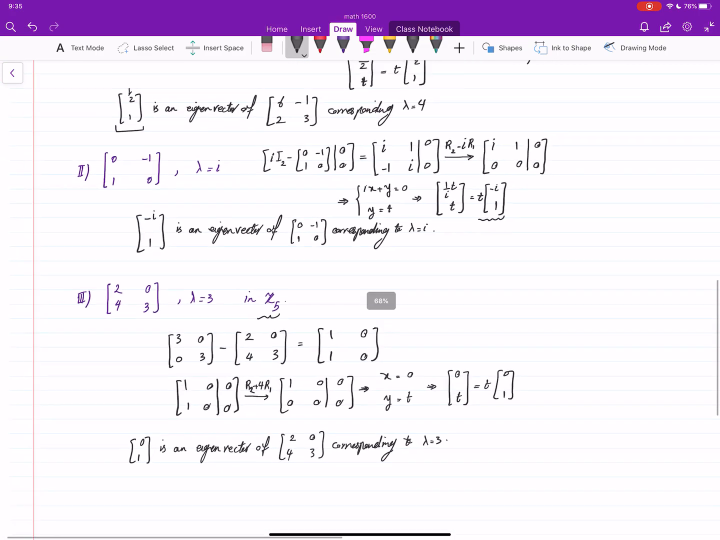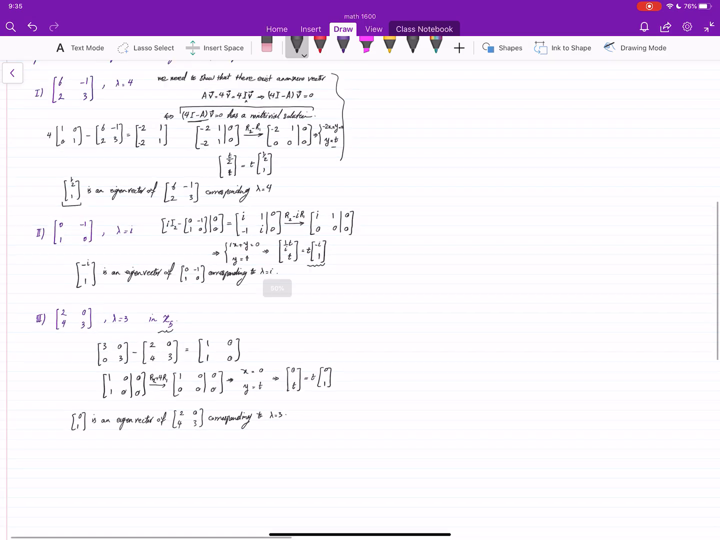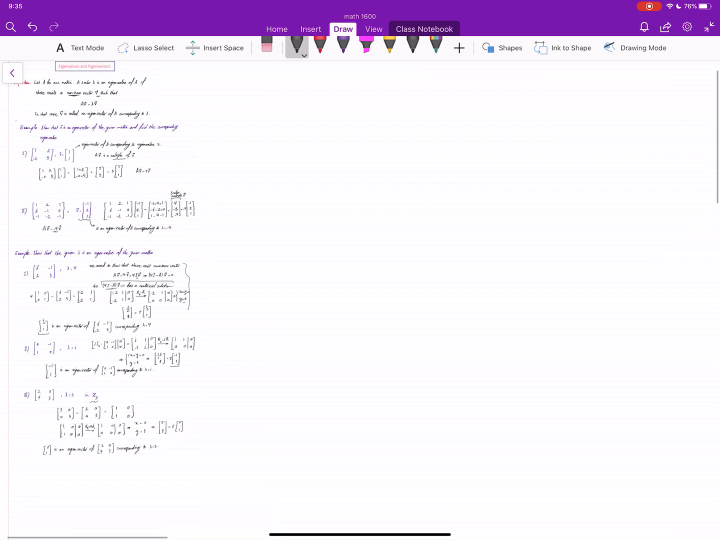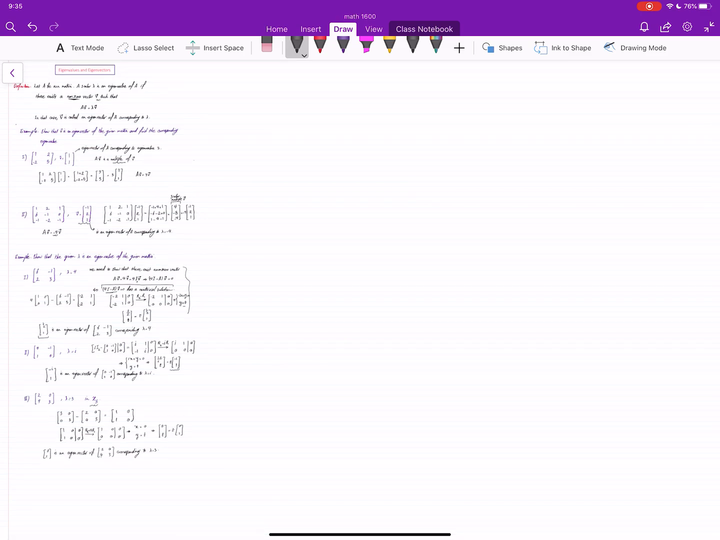So the definition of eigenvalue and eigenvector, you have to know, and you have to be able to compute one if you know the other one. Well, we will learn more about how we can compute both of them if we just know the matrix itself.